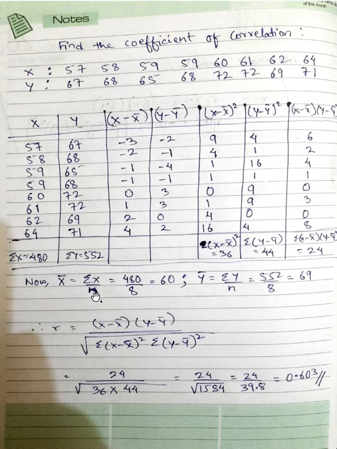So summation x by n is equal to 480 divided by 8, which is equal to 60. Similarly, to find y bar, we first find summation y. We add all these values up, and we get summation y is equal to 552. So y bar is equal to summation y divided by n, that is 552 divided by 8. The value of n we have already found out here. So 552 divided by 8 is equal to 69.